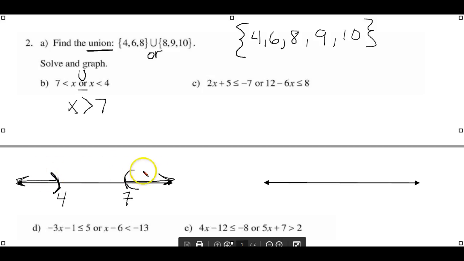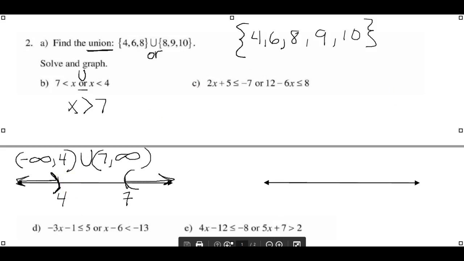Now, how do I write this in interval notation? Well, here's where it comes in, so watch it carefully. This is coming from negative infinity, going up to 4, so comma 4, and what symbol? A parenthesis. And since we're joining these, we're going to use the union symbol, and it goes parenthesis on this side, starting at 7. 7 is not included in the set, and goes to positive infinity.